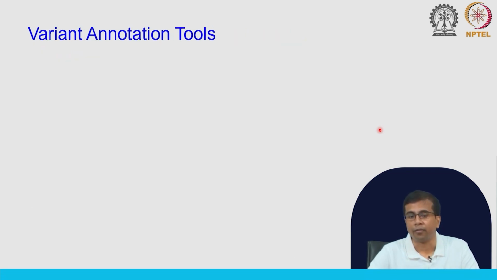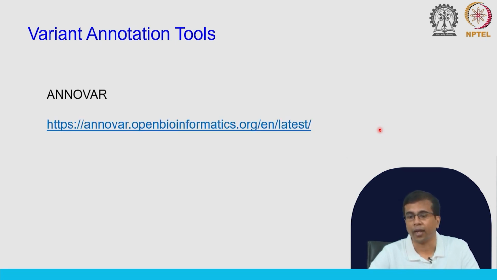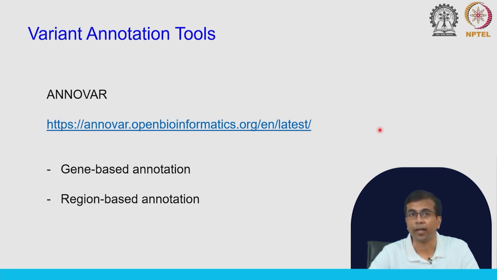Just a few words about the variant annotation tools. Here are some common ones, and of course there are many more out there. The first one is called ANNOVAR. You can go and check the link. You can have gene-based annotation or region-based annotation, looking at whether your variant affects certain functions of certain genes, or is present in certain regions which might change gene regulation.